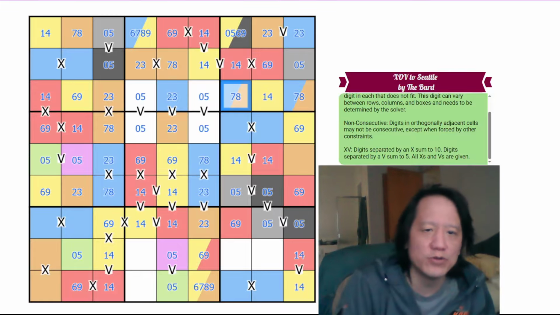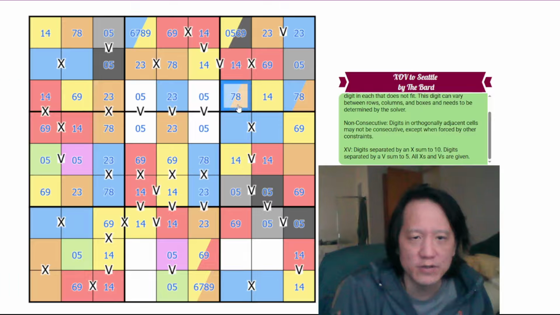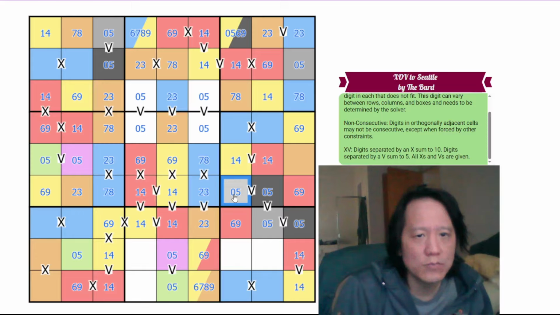And it cannot be blue because we have 2 blues in column 7. So this is not blue, this is orange. This is not orange, that's blue. Okay.